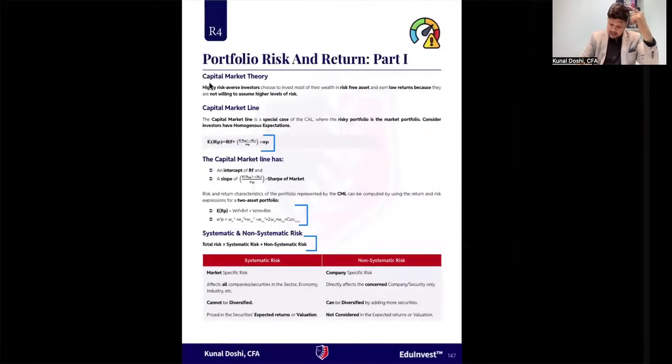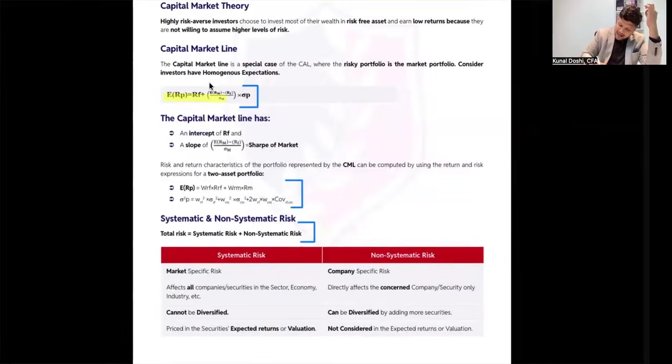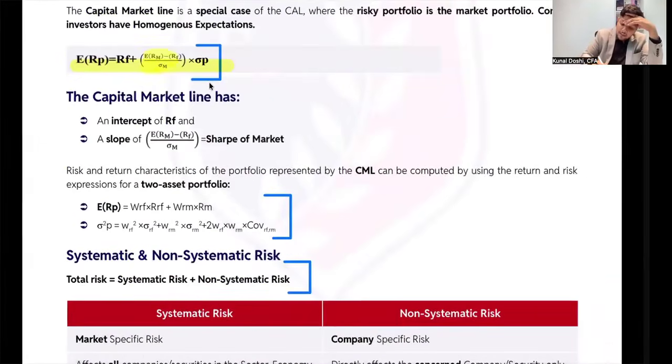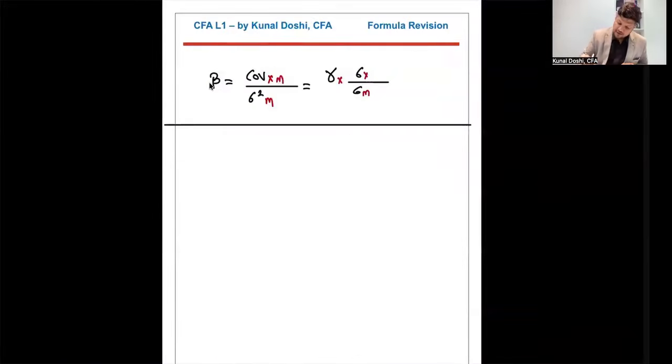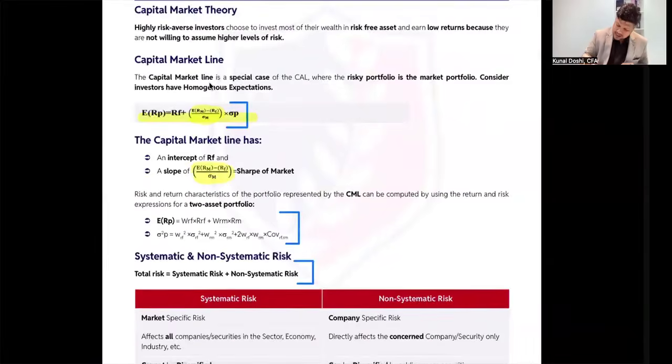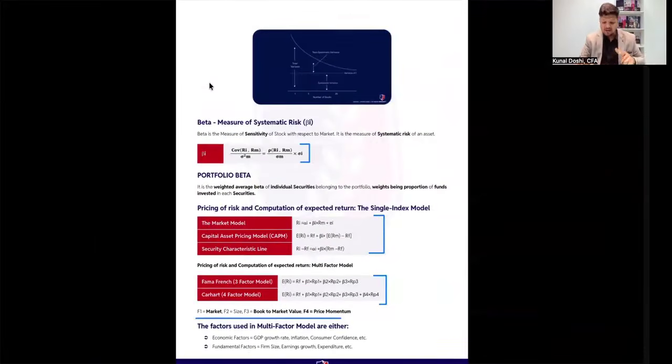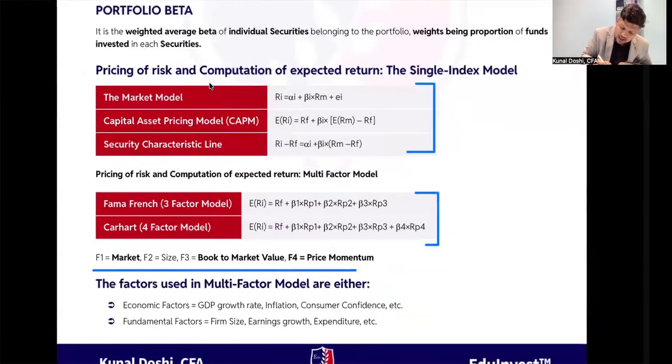Now, please see here, everyone, the capital market line and capital allocation line are similar. You should remember that the capital market line uses the Sharpe ratio of the market, and that is the slope of the CML. I don't expect that to be highly tested in the exam, but you should still know. Now, we know CML and we now know the capital asset pricing model.